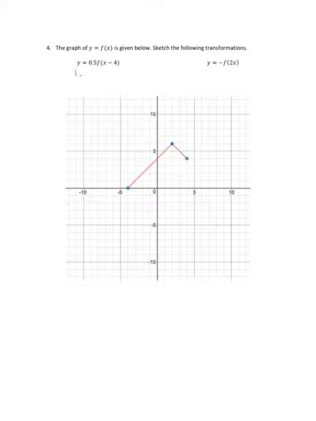If I follow order of operations, I work within the parentheses first and then deal with this 0.5 outside of the function. So I'm first going to subtract 4 from the x's. This is going to be the opposite, where I'm not going left 4, I'm going to go right 4. My second step is to multiply by 0.5, and that's going to take half of my y values.